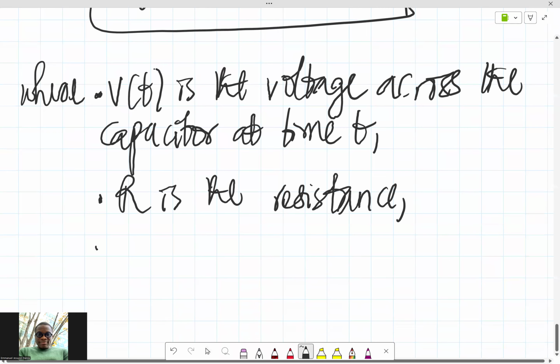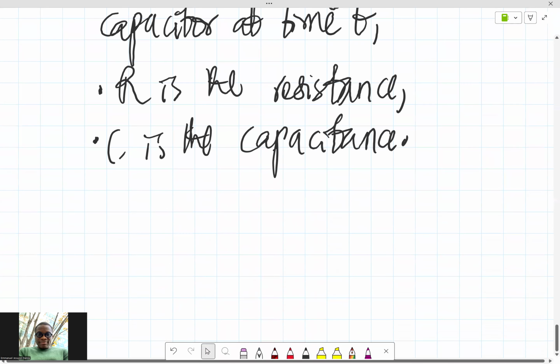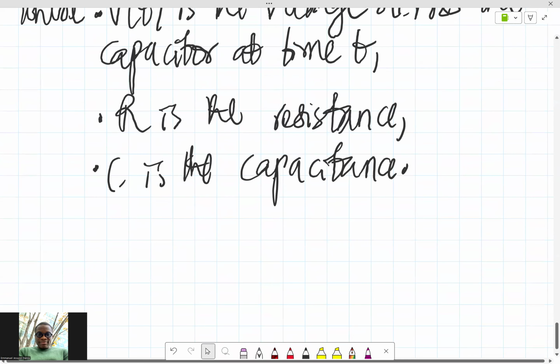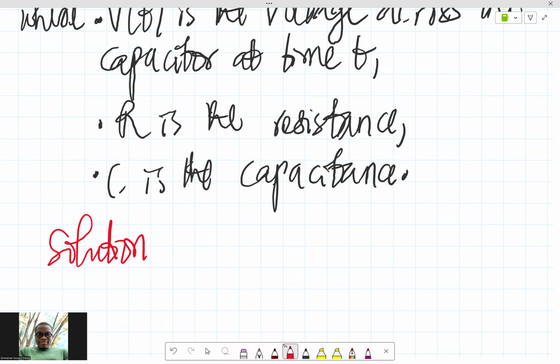And then C is the capacitance. So if you solve that problem, you're going to get the solution to that problem.